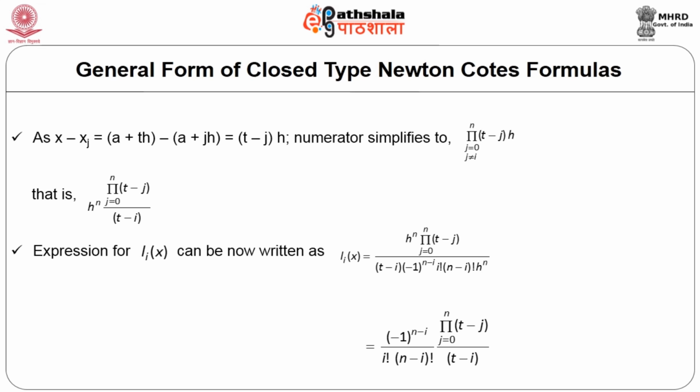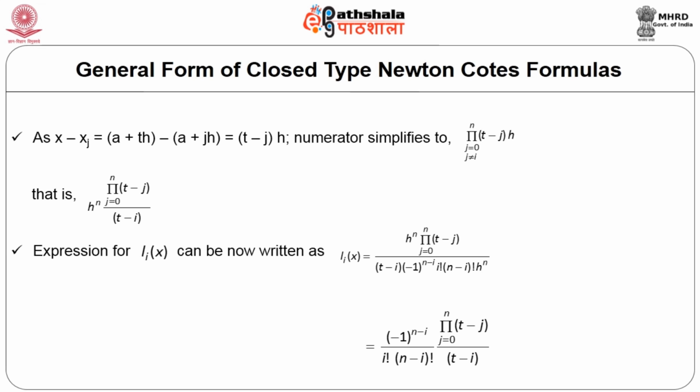The numerator is all the factors of the form x minus xj. So x is a plus th as we have expressed, xj is a plus jh. So x minus xj becomes, a cancels, (t minus j) into h. So the numerator is the product over j equal to 0 to n, j different from i, of x minus xj, and that becomes the product over j equal to 0 to n of (t minus j) into h. h comes outside, every factor has h common, there are n factors, so I can say h raised to n times the product over j equal to 0 to n of (t minus j), divided by (t minus i). So this is the numerator.